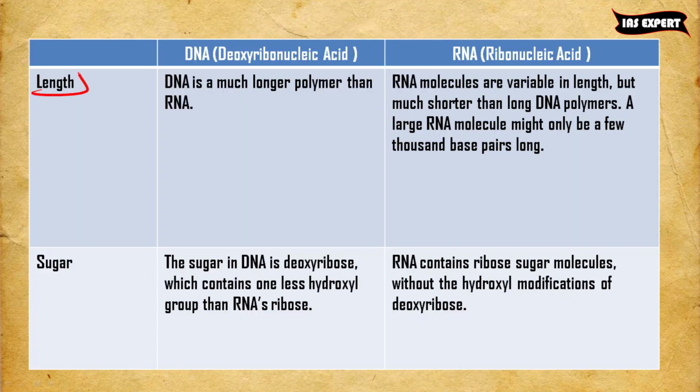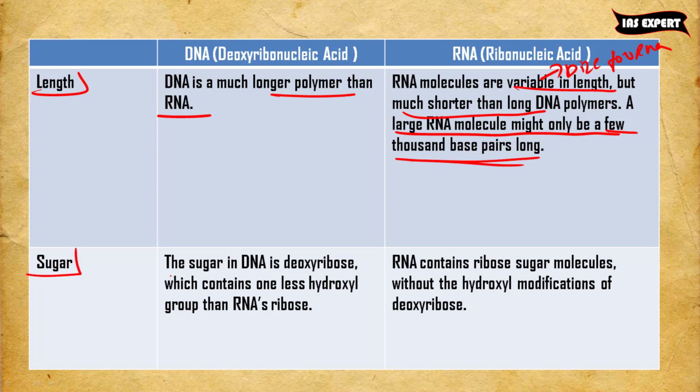Coming to the length, DNA is a much longer polymer than RNA. RNA molecules are variable in length, so there will be differences in size found in RNA, but much shorter than DNA. A large RNA molecule might only be a few thousand base pairs long.